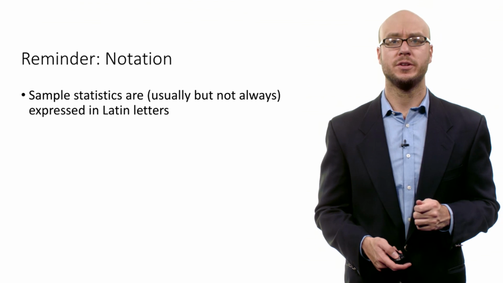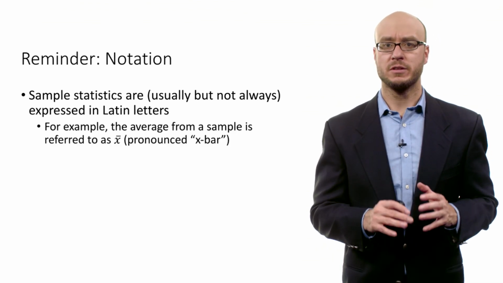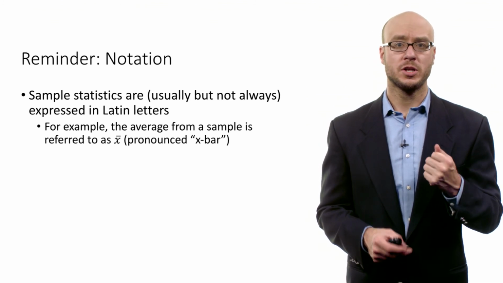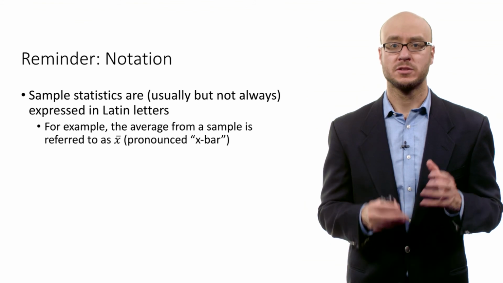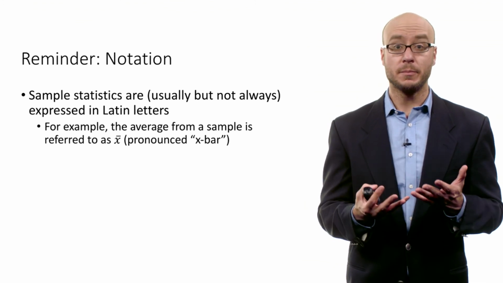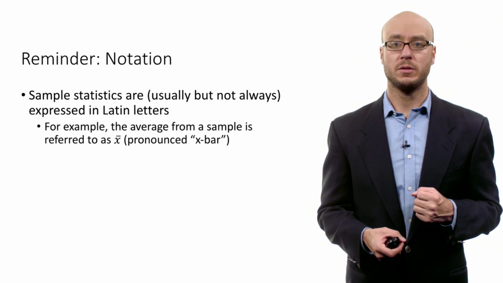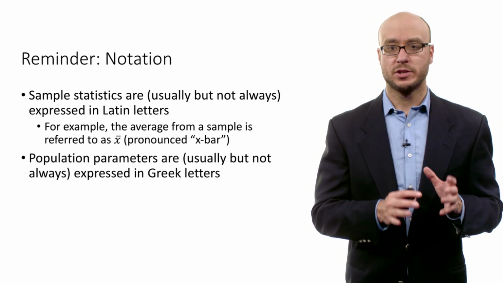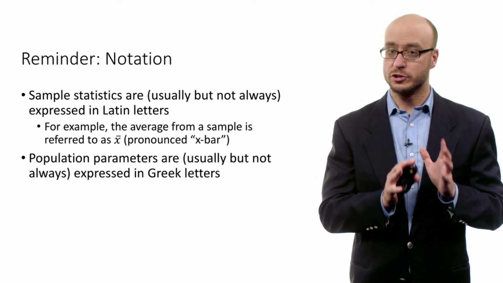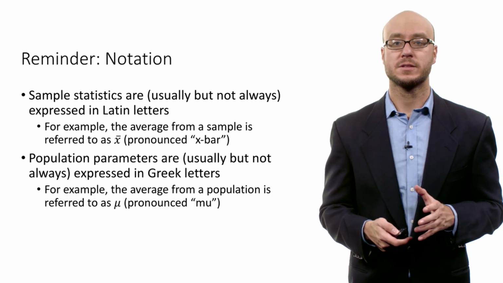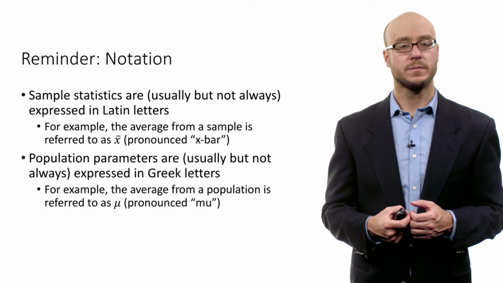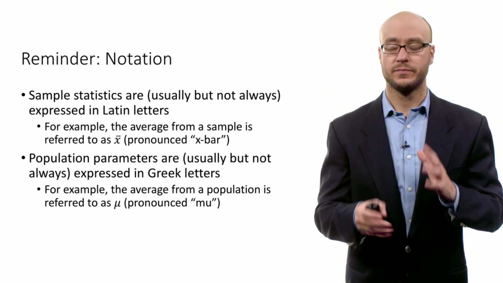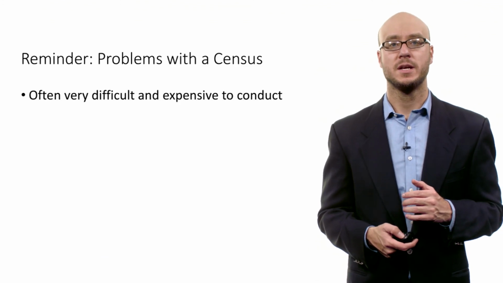As well, just to remind you, in general, not always, but in general, sample statistics, those numerical summaries for a sample, are referred to using Latin or Roman letters. So for example, the average of a sample, the sample mean, is denoted by X bar. So we have this X with this little bar over it. In contrast, with population parameters, again, usually but not always, we use Greek letters. So for example, for the average of a population, we use the Greek letter mu. So just to keep track of sample statistics versus population parameters.